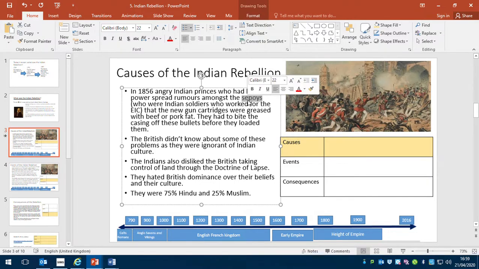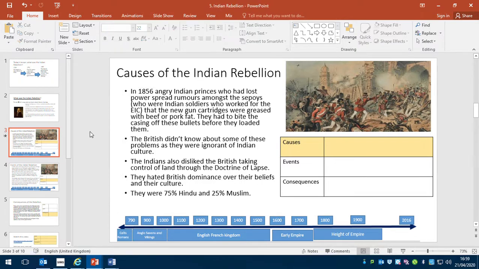These guys are called sepoys, okay? They work for the EIC, which is a British company. Now, they find that the new Lee Enfield rifles that the British bring over have cartridges in them which are different to what they had before. Those cartridges are greased, they're lubricated, they've got oil on the outside of them, so they can slip down the gun and then be fired at the target.